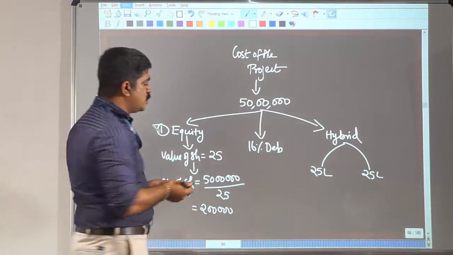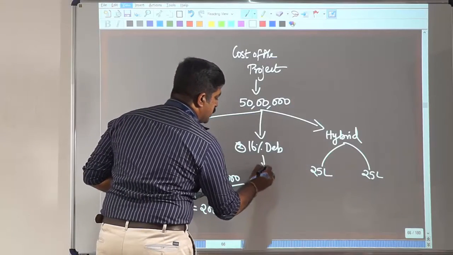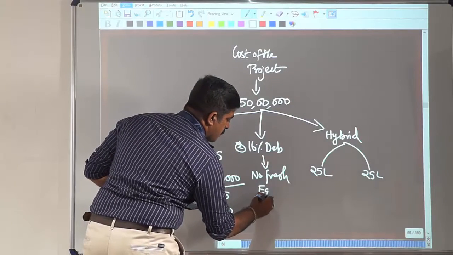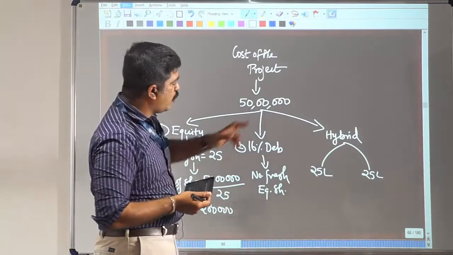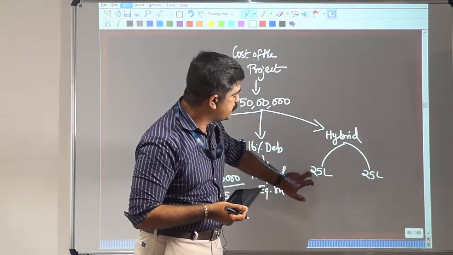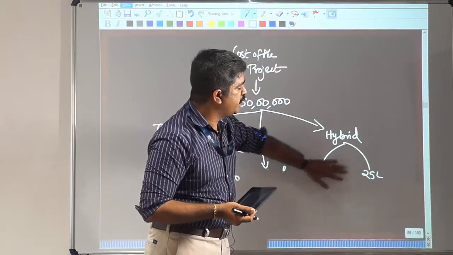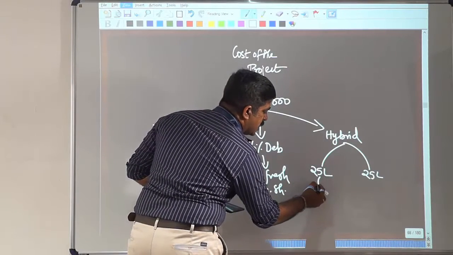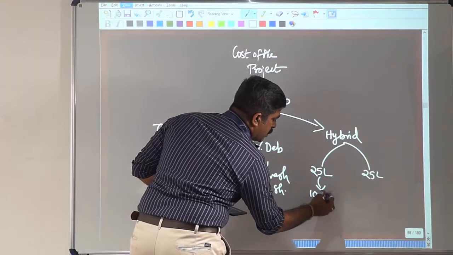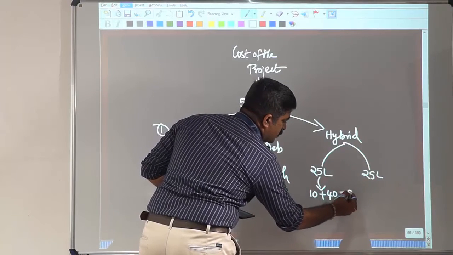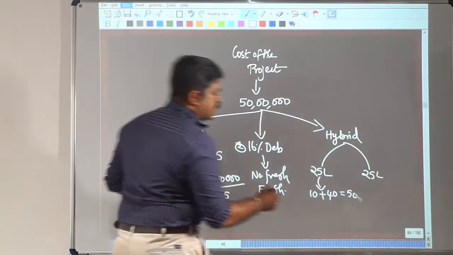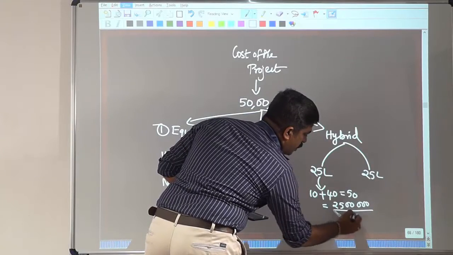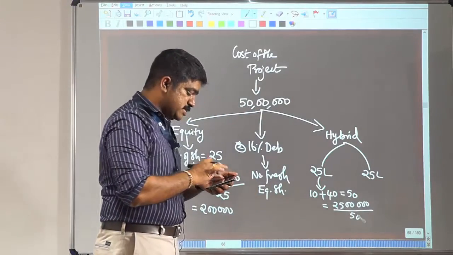And if you are going for option 2, debenture, no fresh equity shares. And if you are going for option 3, it is basically a hybrid option where 50% will come from equity, 50% will come from debenture. And when you go for equity, a 10 rupees share is sold at a premium of 40. It means you will get 50. So what is the number of shares? Number of shares is nothing but 25 lakhs divided by 50.